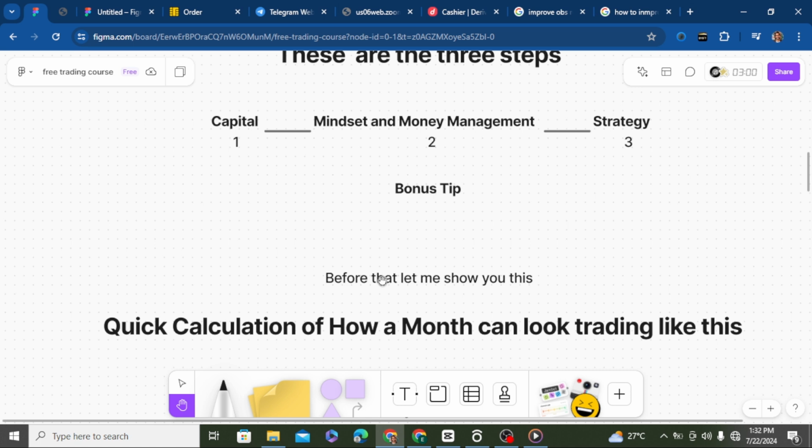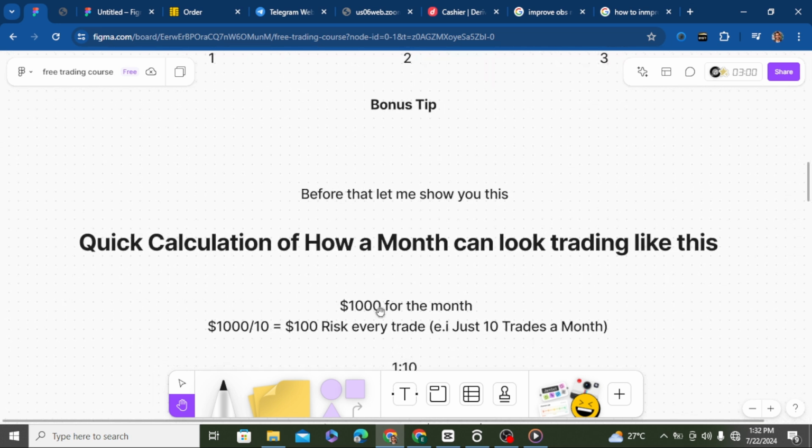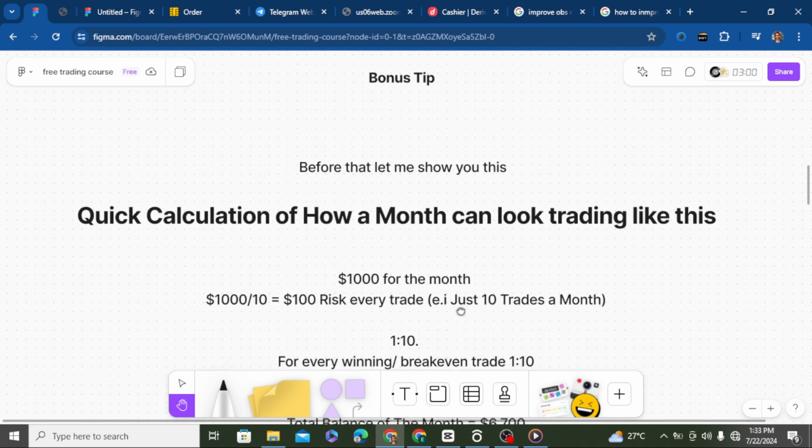Before I move into these 3 steps, I want to show you something. This is a quick calculation of how your trading can look. Say you have $1,000 you want to put into the market. I'm just giving an illustration, and you divide it into 10 places. I told you my sweet spot is 10 trades a month. So if I divide $1,000 into 10 places, that's $100. I'm making $100 for every trade. That's just 10 trades a month. Sweet spot. Don't stress yourself too much more than that.